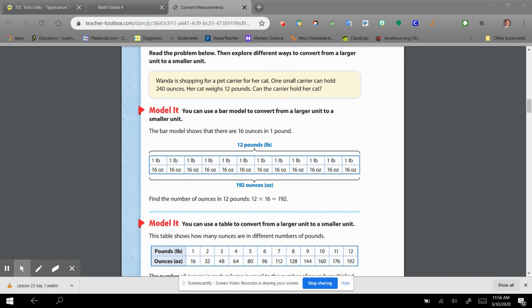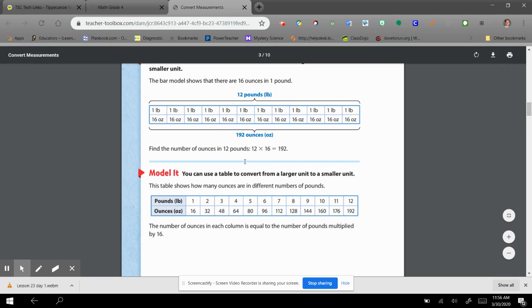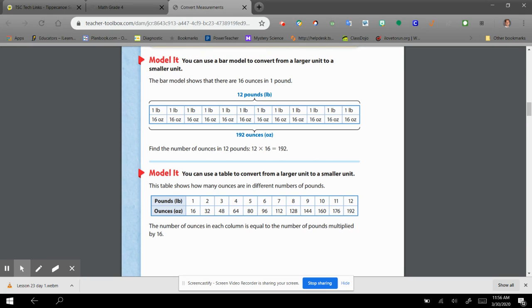So Wanda's shopping for a pet carrier for her cat. One small carrier can hold 240 ounces. Her cat weighs 12 pounds. We are told that 1 pound equals 16 ounces. So 1 pound is 16, 1 pound is 16. The number of ounces in 12 pounds would be 12 times 16 equals 192.